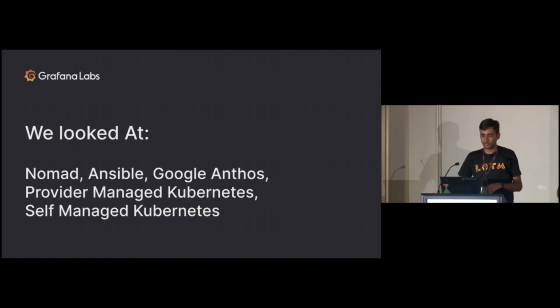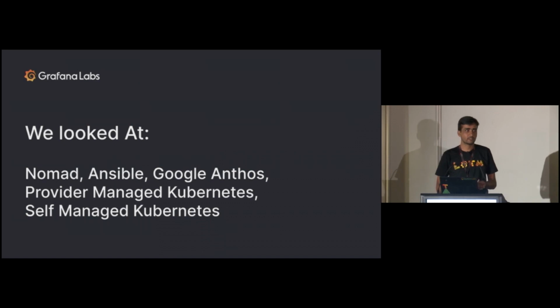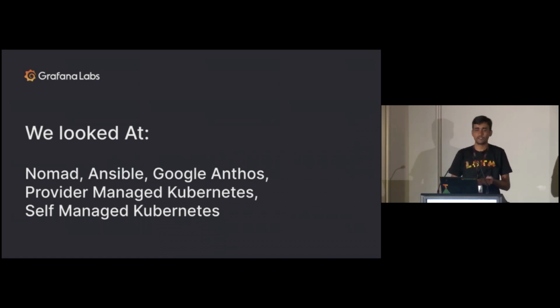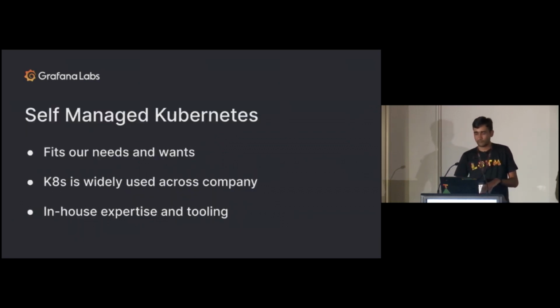So we looked at a bunch of stuff, like we can use Nomad, or use Ansible to orchestrate all that. We looked at Anthos also, and didn't really see a fit. And then we also checked whether the providers that we were using have managed Kubernetes. After looking at all those solutions, we found that the best solution is to just run Kubernetes ourselves. And we settled with self-managed Kubernetes.